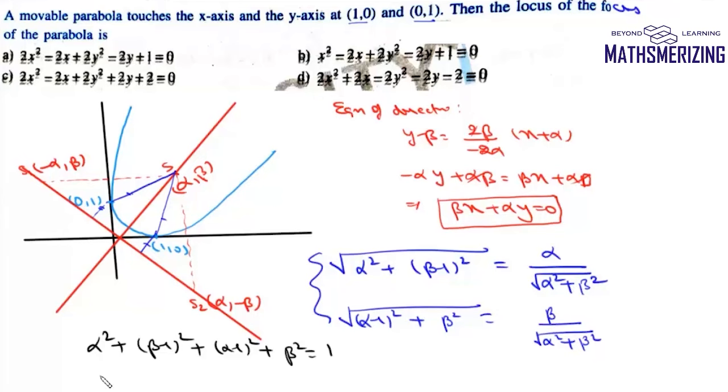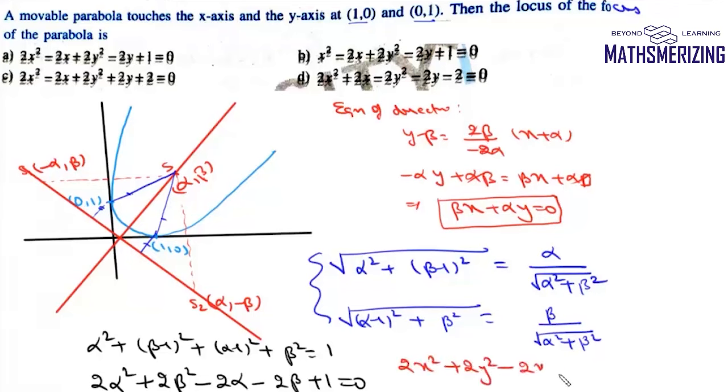So we can write this equation as 2 alpha square plus 2 beta square minus 2 alpha minus 2 beta, and this is 2 minus 1, and then it will be plus 1. So the locus of the focus of this parabola will be 2x square plus 2y square minus 2x minus 2y plus 1 equals 0.